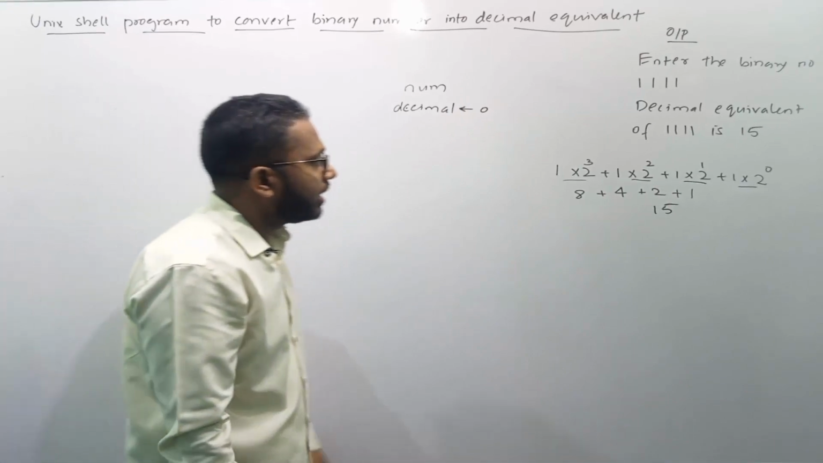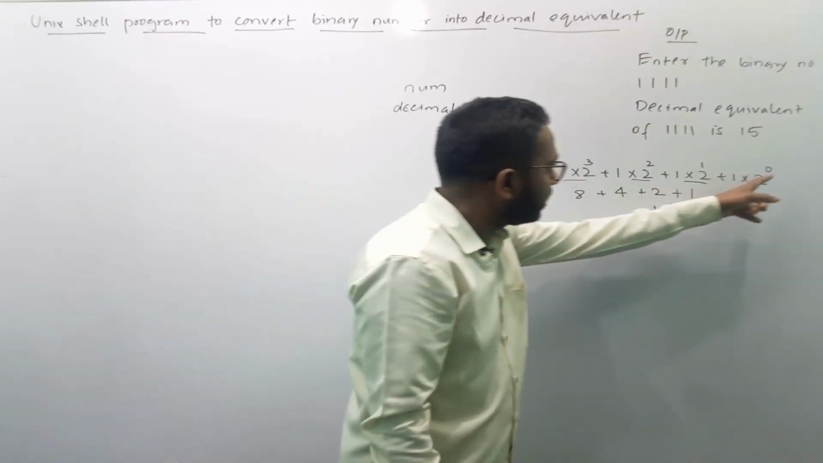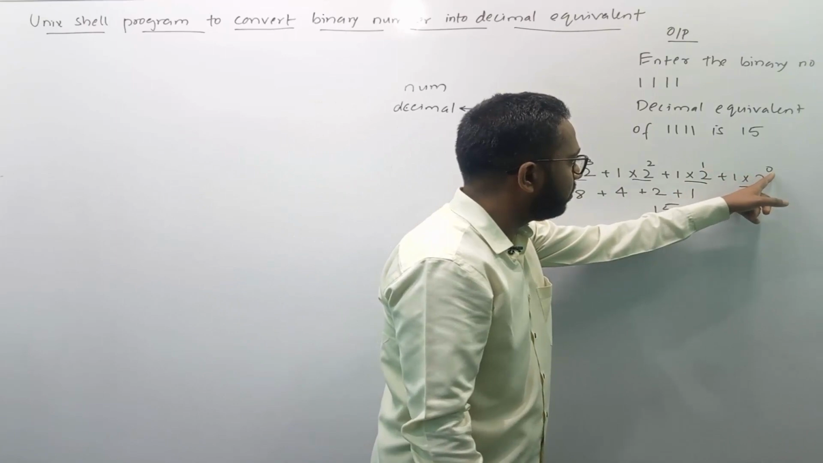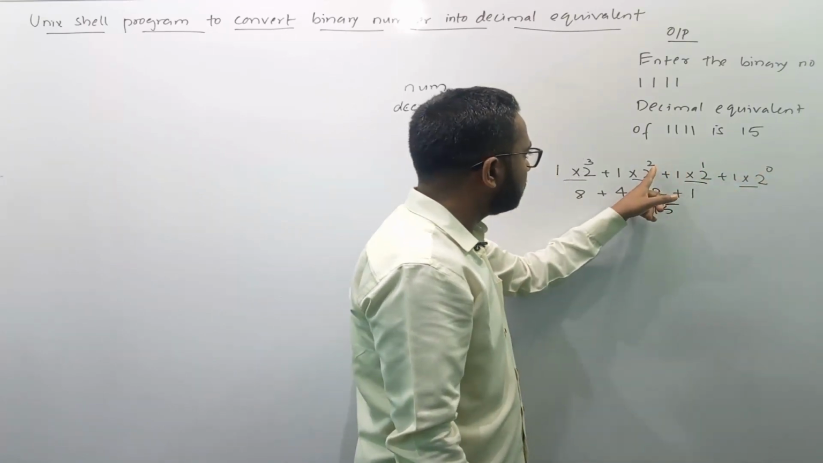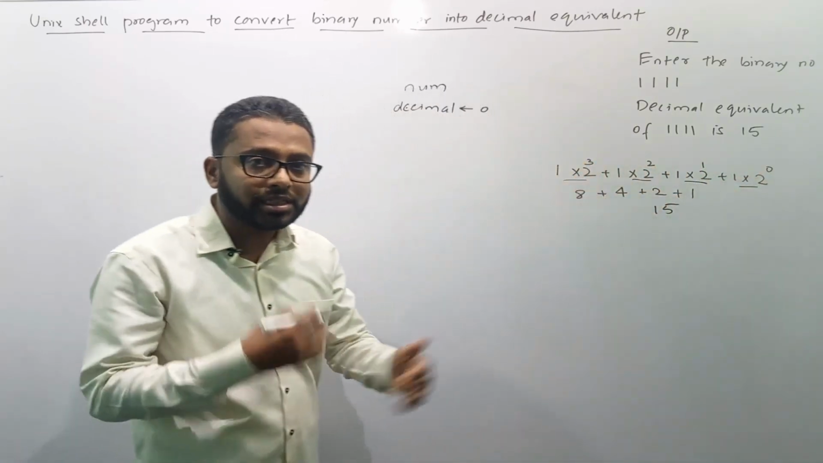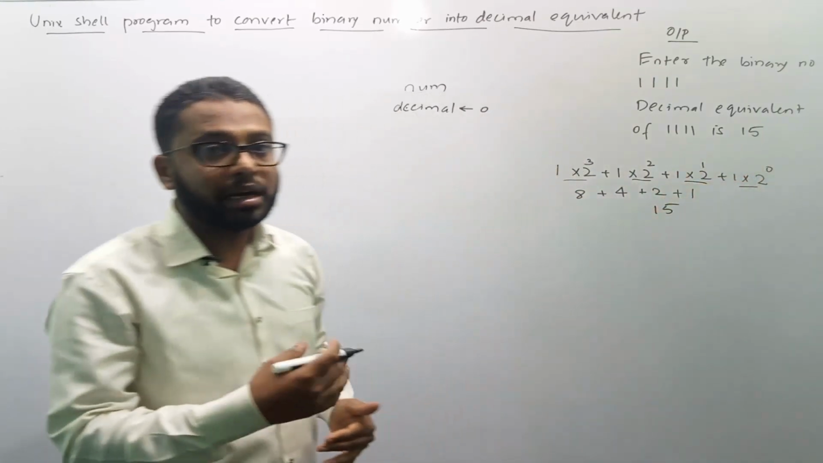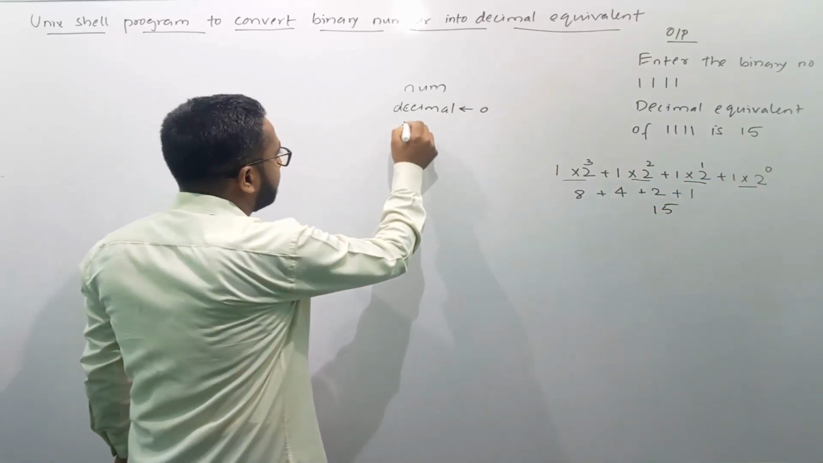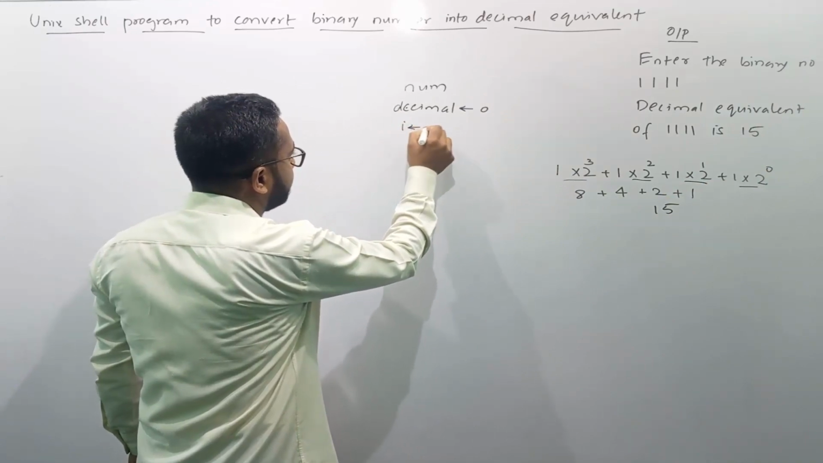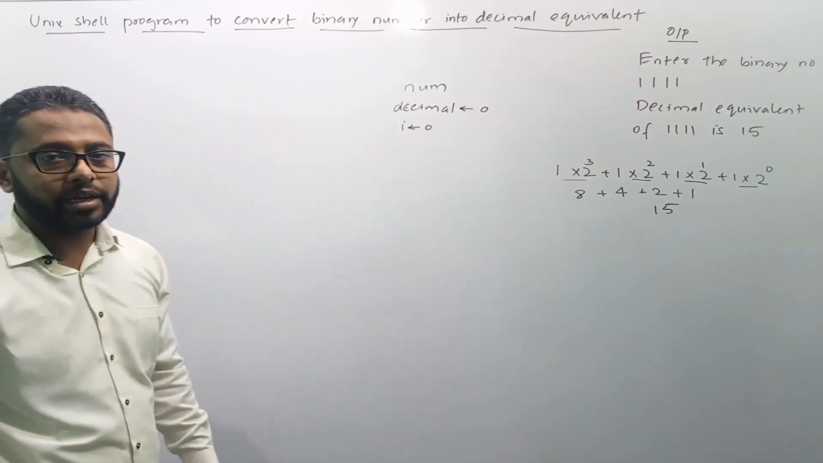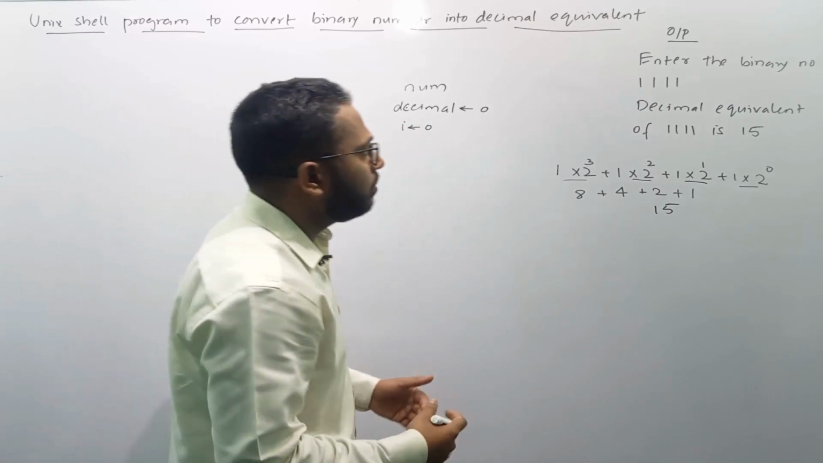Next, you can see these are the weights. First time it will be 0, then 1, then 2, then 3. That means with each and every step this value gets incremented by 1. So I will consider that with i, and I will initialize it to 0 at the very beginning. So what will be our approach?